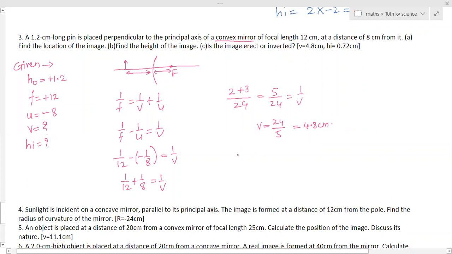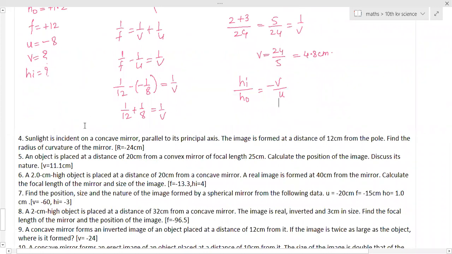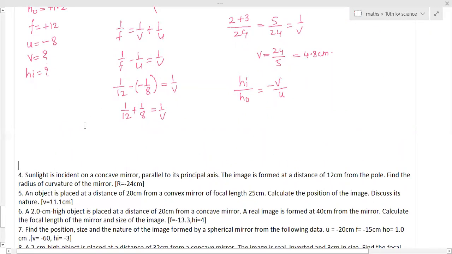Then height of image, HI by HO is equal to minus V by U. So always remember minus V by U. Most of the students make a mistake here. Then HI we have to calculate. HO is given 1.2, that is equal to minus V, that is minus 4.8, by U, which is minus 8. Minus sign cancels. HI is equal to 4.8 by 8 into 1.2. That is 0.6 into 1.2, 0.72 centimeter is the height of the image.